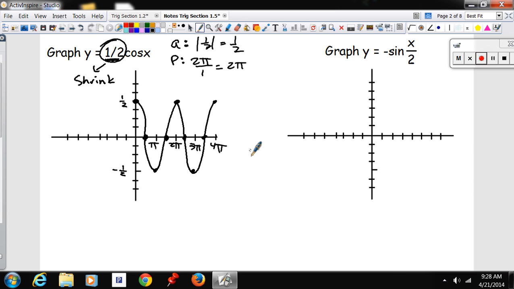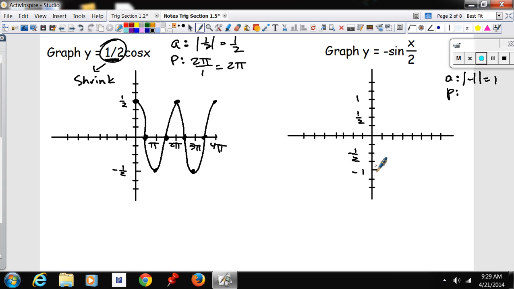Let's look at the next graph. Let's find the A and the P. Okay, what is my amplitude of this graph? It's the absolute value of -1, which is 1. So that means that I'm going to go up to 1. Let's do that as a half, and that is 1, -1/2, -1. So it's going to go up to 1 and down to -1. That's going to be the amplitude of my graph.